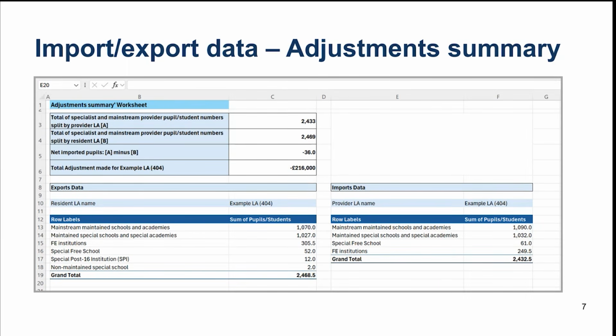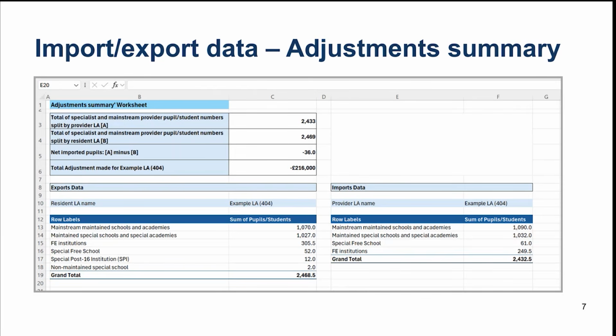Now this is calculated based on the 2,433 total high needs pupils attending schools and colleges in that local authority area. These are known as imports, minus the 2,469 total high needs pupils and students living in that local authority area. And these are known as exports and shown in the total exports data in the column on the left.